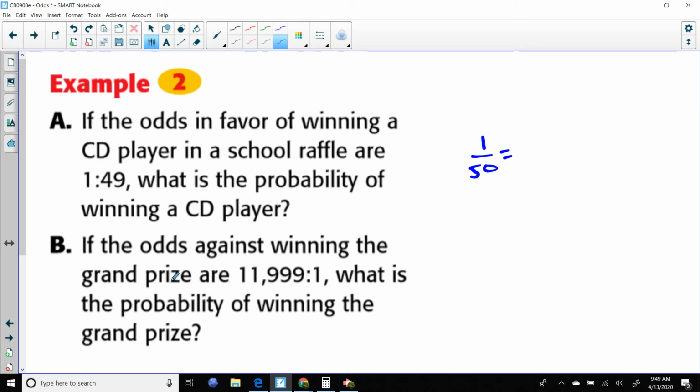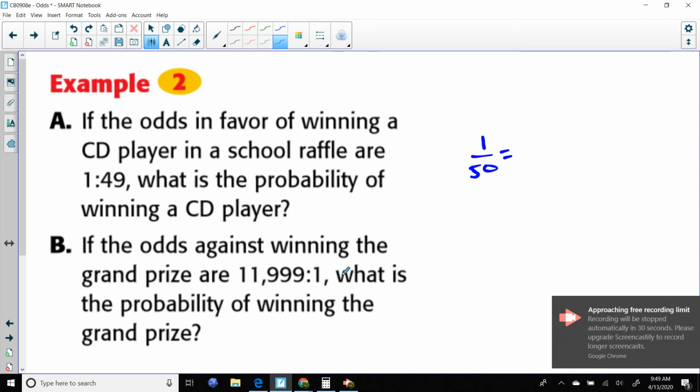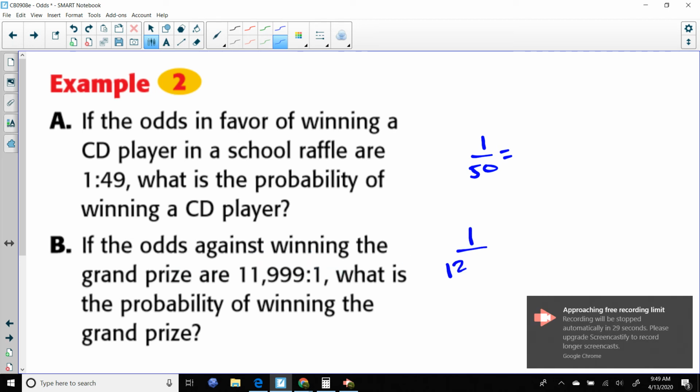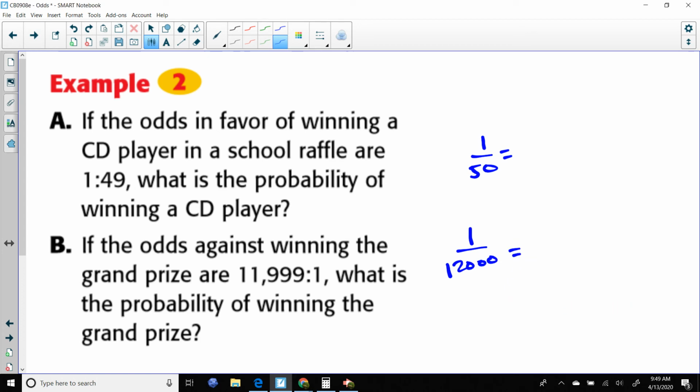The odds against winning the grand prize are this many. So this is going to be 1 out of 12,000. There's my bell. Got to be wrapping it up. What's the probability of winning the grand prize? Would be 1 out of 12,000, 1 out of 50.